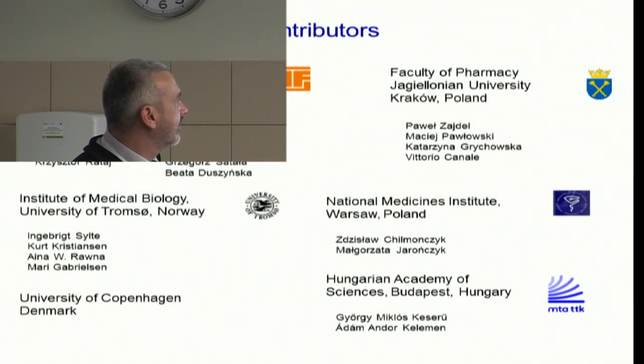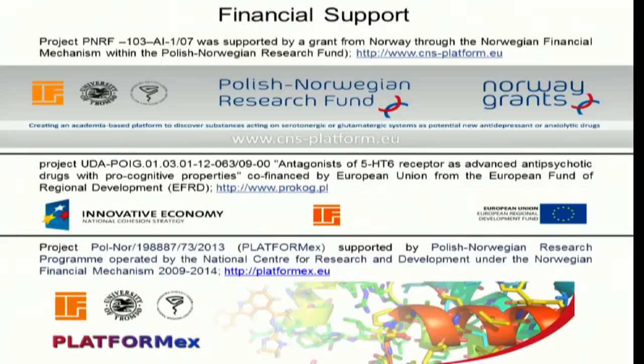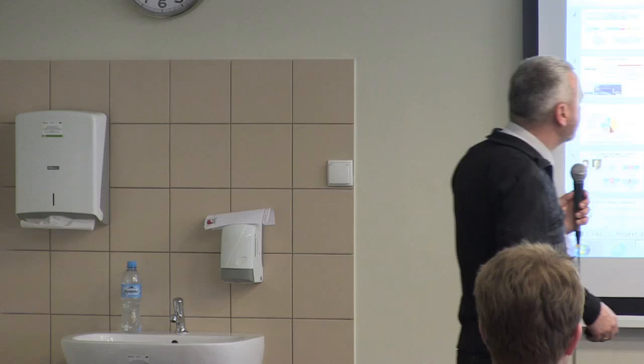I would like to mention the contributors. This is a group from our department. Here we have modelers who were involved a lot in this study. These are a group of synthetic chemists and biological screening, and we collaborate with the Faculty of Pharmacy, Jagiellonian University. There is a great group of Pavel Zeidel, and the virtual combinatorial library was prepared by his team. Tromsø University and the National Medicine Institute worked together in a Polish-Norwegian research project on, for example, serotonin transporter finding, and the Hungarian Academy of Sciences, with whom we collaborated on the 1B 2B work.